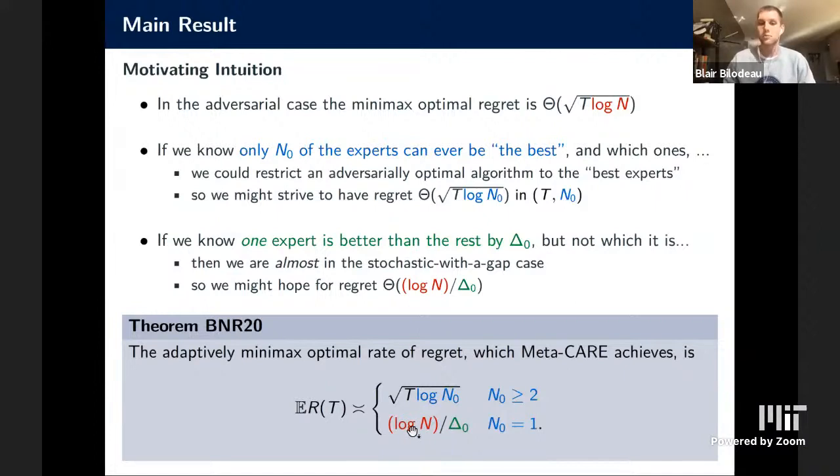And if you have more than one expert, you have regret depending on T, in this way, square root T log n0. But this can be much better than square root T log n, which is what you have to incur if you're competing against all of the experts, so all n of them.